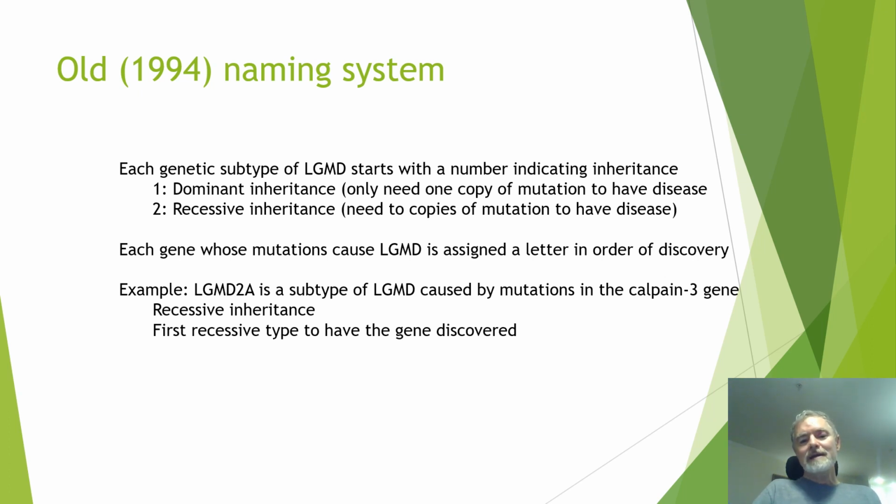Okay, so for example, LGMD2A is the subtype of LGMD with a recessive inheritance, i.e. 2, and that was the first one discovered, so therefore it has an A. And it turns out that's caused by mutations in the calpain gene.